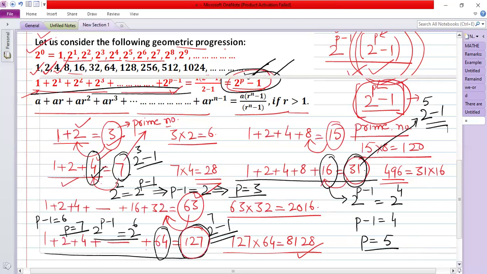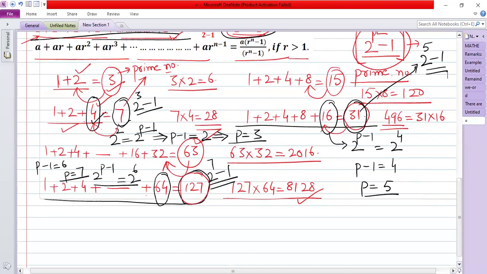So we were getting the perfect numbers by multiplying the number on the right hand side, the number on the right hand side. And we are multiplying this number by what? 2 raised to power P minus 1. Okay. So this trend is being followed here.